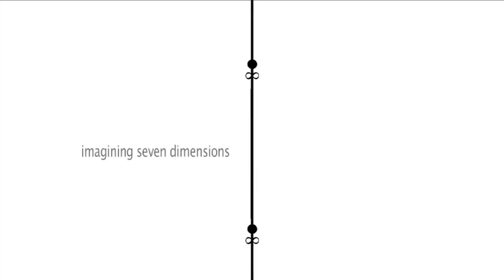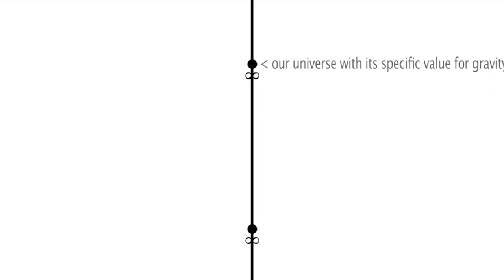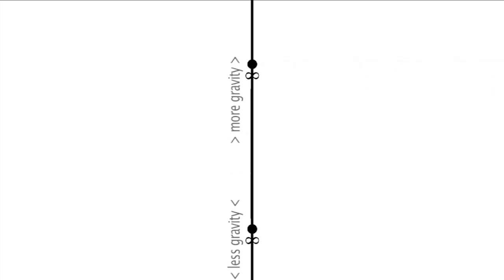Think about this. What if the 7D line we just drew represented all possible universes with different values for gravity, with our universe someplace on that line? Lower gravity than ours would be in one direction, and higher gravity in the other. Would that line be a way to get to every possible universe? No.